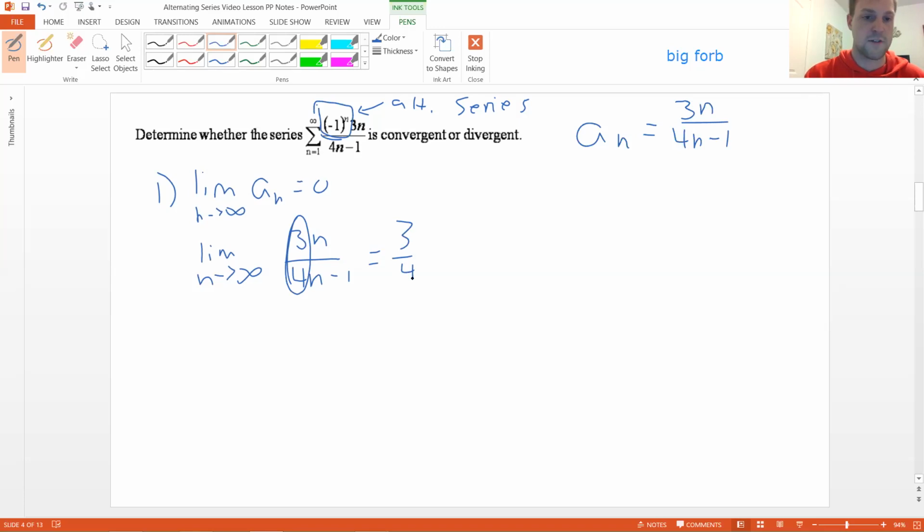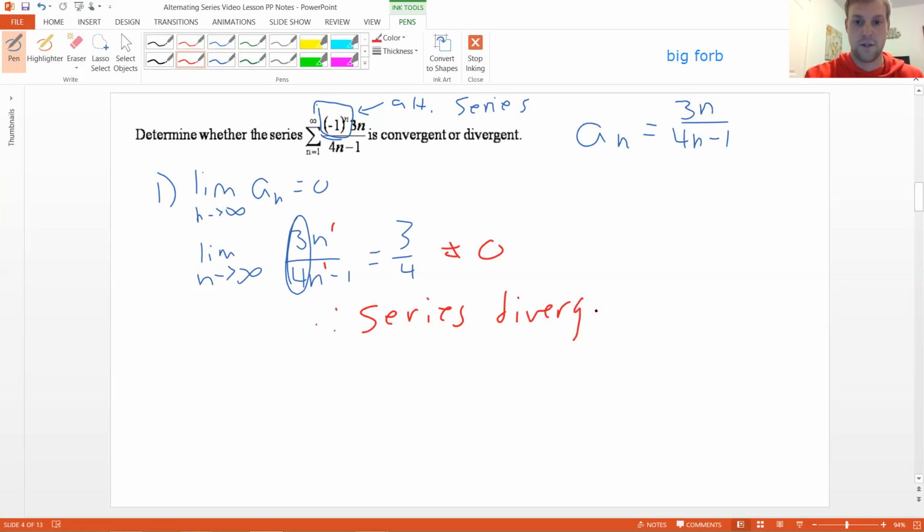That's just based off of our end behavior rules with rationals. You can notice that the power up here is 1, the power here is 1, so the limit does not equal 0. So therefore, the series diverges.